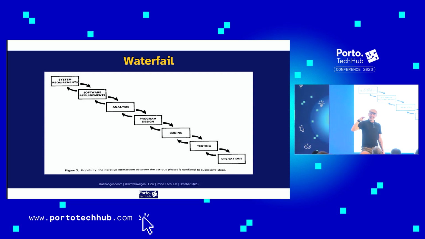Winston Royce, in 1970, actually said, wait, you might have to go back to a previous stage instead of putting it fully in concrete, and then you can reiterate and go back and do it once more. That is a really interesting thought, actually, in 1970. Nobody came up with that before. He actually says, hopefully the iterative interaction between the various phases is confined to successive steps. He says, let's hope you only have to go back one stage. And we all know that's rarely the case.